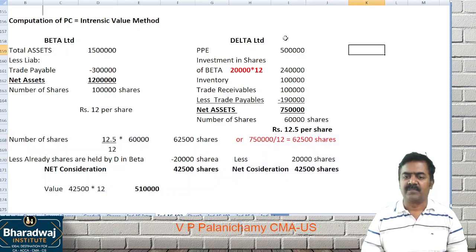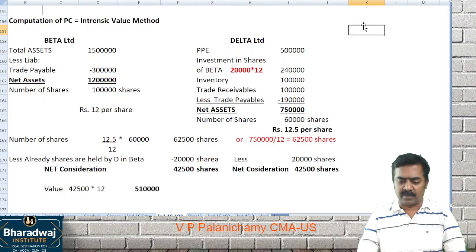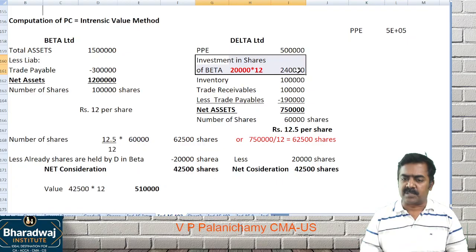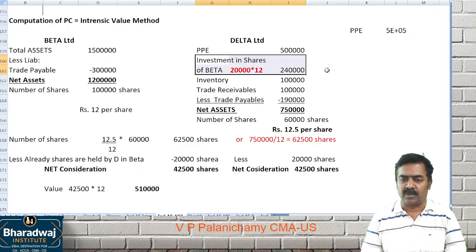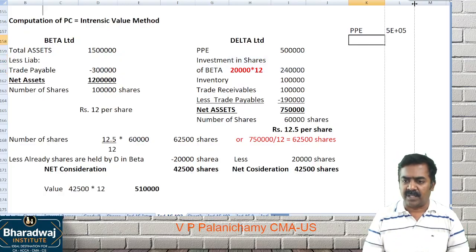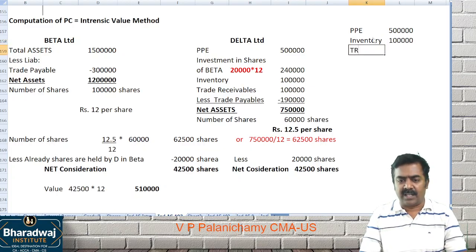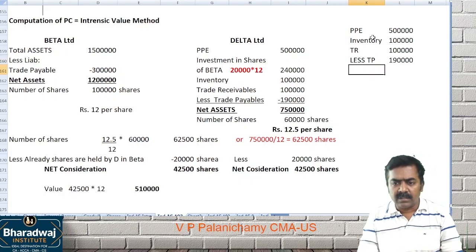There is one more model. What am I going to buy from you? PPE, how much? 5 lakh. Will I take over this investment? Because it is an investment in my company, that's like a mutual investment. I will not take over. I will take over plant and property equipment, and inventory, how much? 1 lakh. Trade receivable I am going to take over, 1 lakh. Less trade payable. How much is the trade payable? 1,90,000.